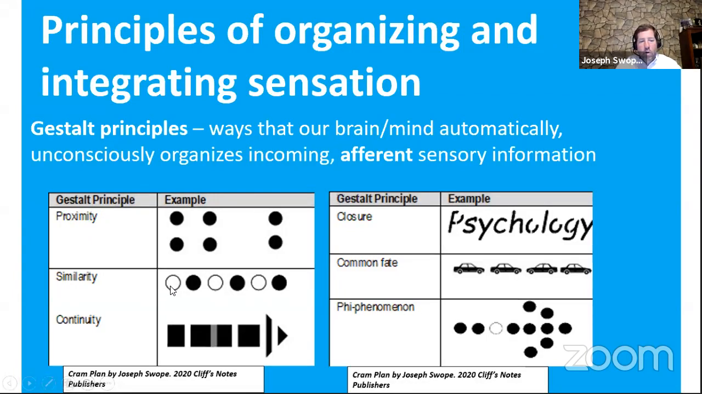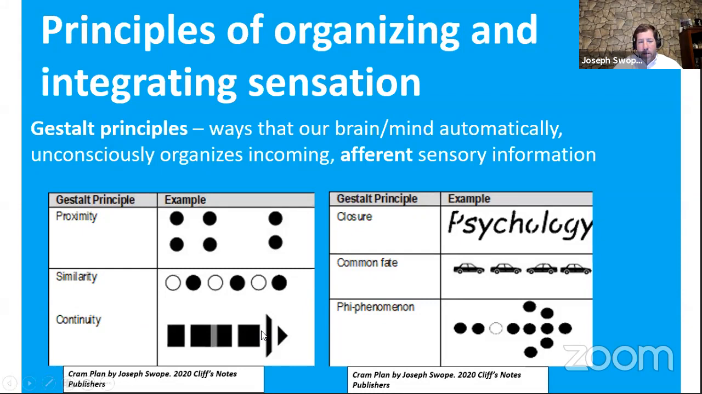Similarity, we're going to group filled in. You automatically group 3 hollow circles and 3 filled in circles. You're just going to automatically group them, and you're going to see 2 groups. I don't think you'd see 3 groups of 2: the left group of 2, the middle group of 2, and the right group of 2. Let's look at continuity.